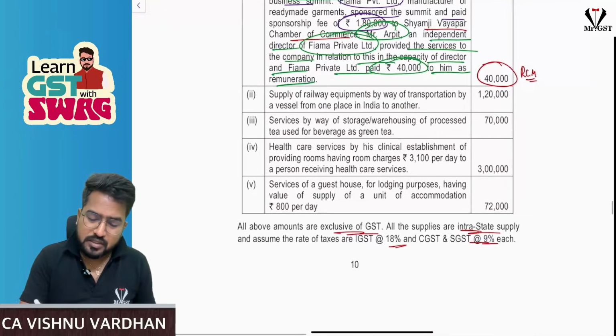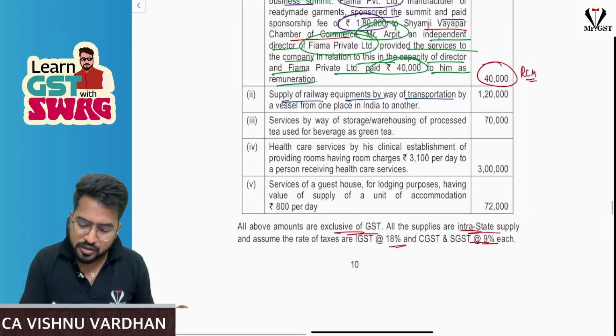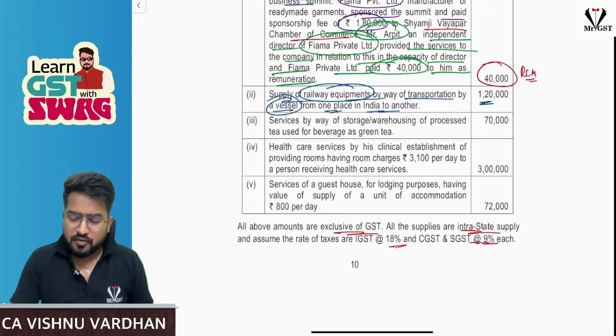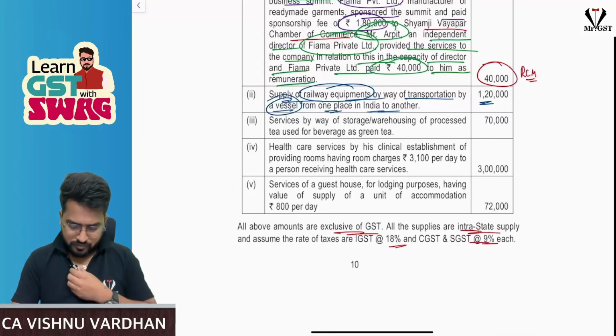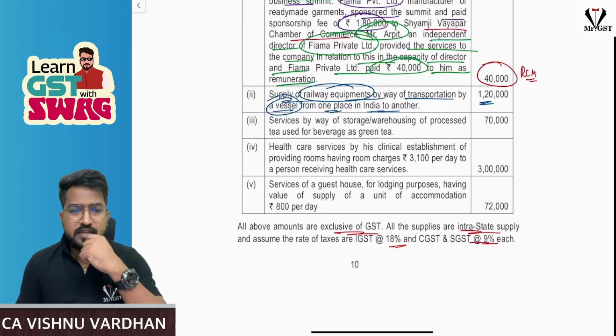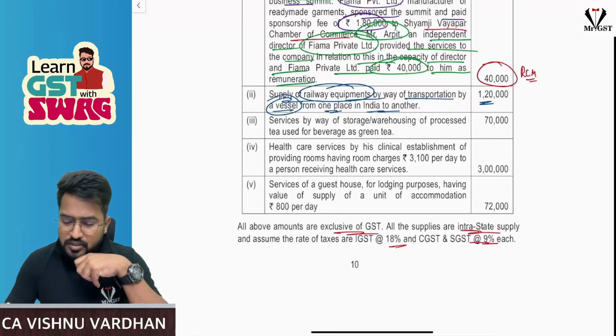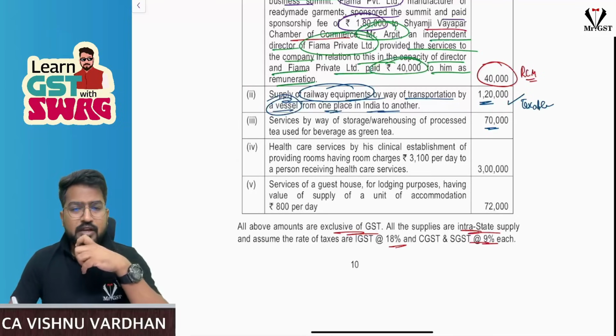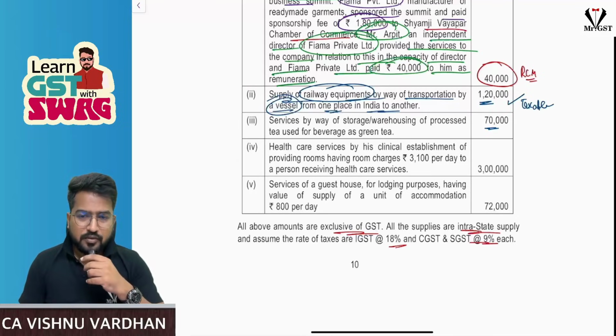The next one is supply of railway equipment by way of transportation by vessel. Railway equipment by vessel, from one place in India to another place. There is no specific exemption given here. So this is taxable. Sorry, 1,20,000. So this is taxable on 1,20,000. On 1,20,000, they should pay GST. Okay, that is the point.